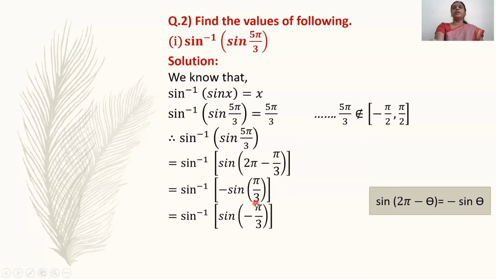Sine 2 pi minus pi by 3 is nothing but minus sine pi by 3. Okay. Then I know another formula, that sine minus theta is equal to minus sine theta. Use that formula. Therefore, for this minus sine pi by 3, I will keep sine minus pi by 3. I will take this minus sign inside the bracket because sine is odd function. Okay. Now this comes under our property sine inverse sine x is equal to x. Here x is minus pi by 3. Therefore, write down minus pi by 3.